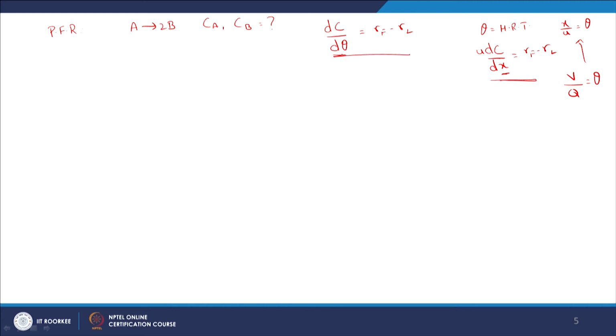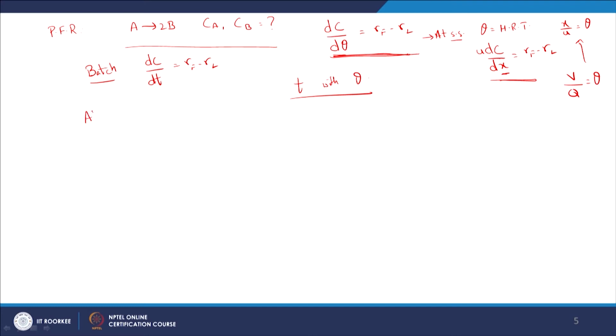So, we are digressing. We have dC by d theta equal to rate of formation minus rate of loss of the compound. As you see, the only difference from the batch reactor equation, dC by dt equal to rate of formation minus rate of loss, is that for the plug flow reactor you just replace t with theta, and this obviously is at steady state. That is one thing you need to keep in mind.